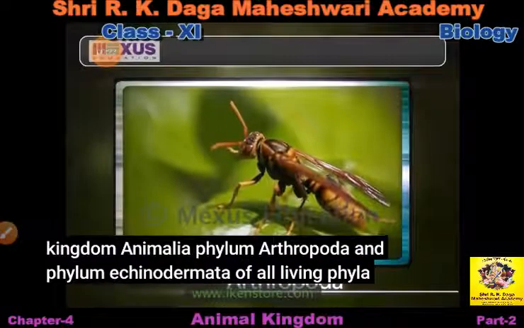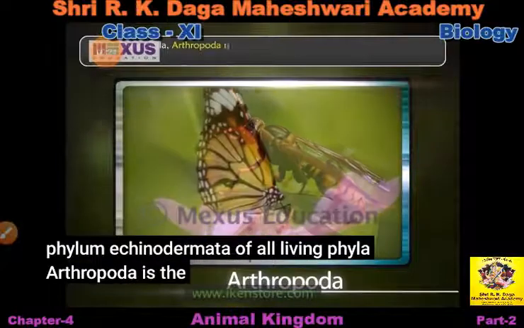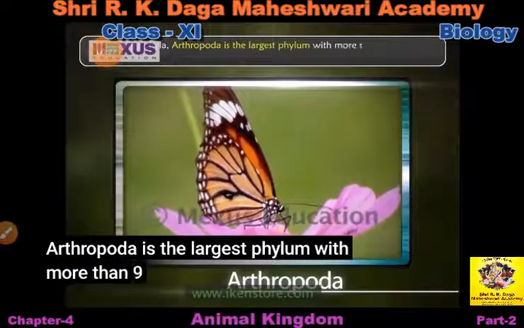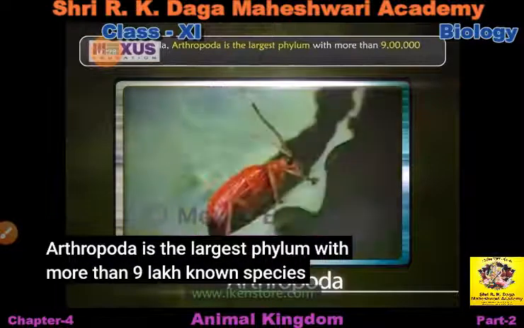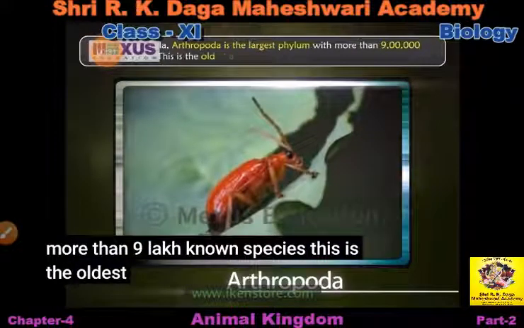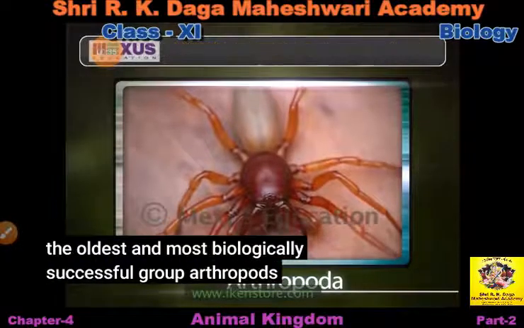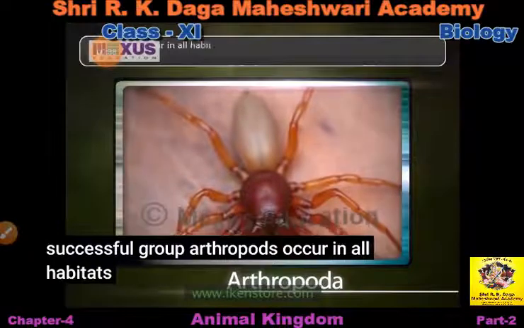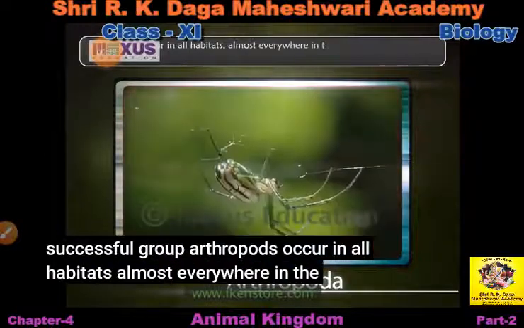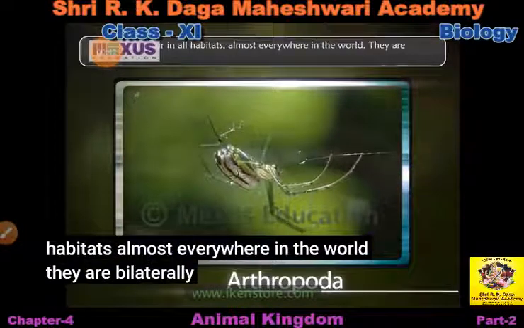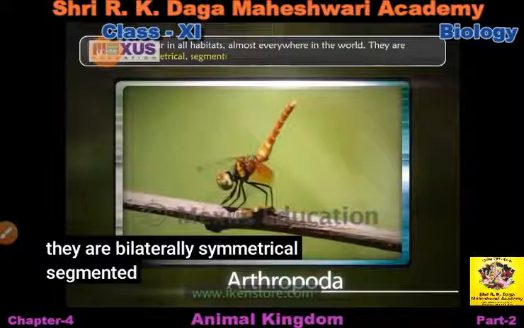Of all living phyla, Arthropoda is the largest phylum with more than 9 lakh known species. This is the oldest and most biologically successful group. Arthropods occur in all habitats, almost everywhere in the world. They are bilaterally symmetrical, segmented animals.